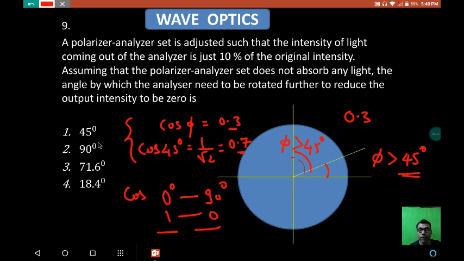In the options we have seen that 45, 90 and 71 are all greater than or equal to 45 degree. The only option left is 18.4. So the option that remains is this, and this is the answer for this question.